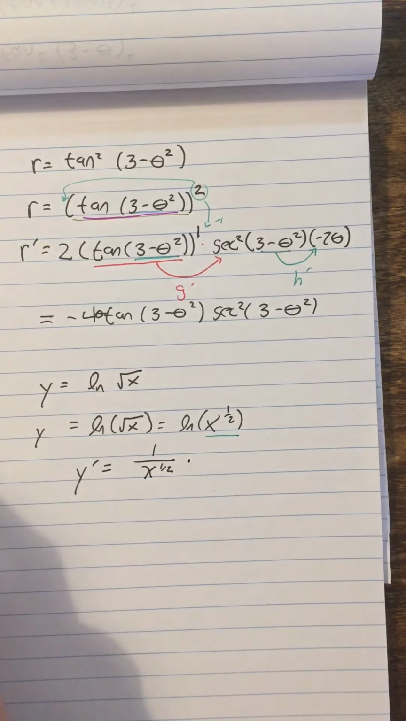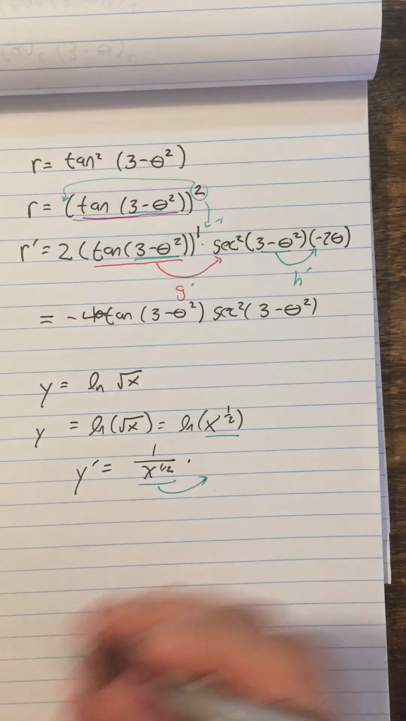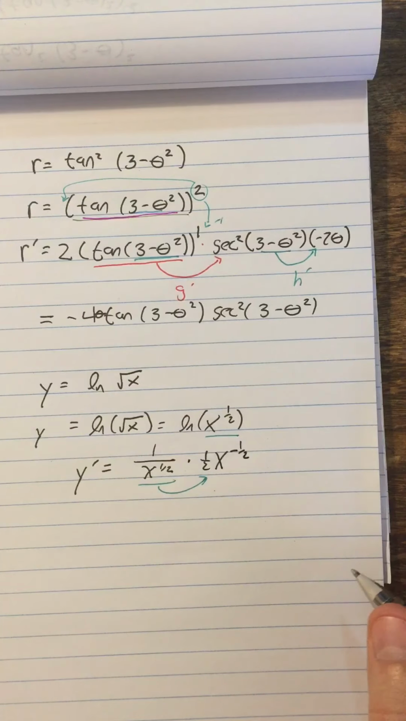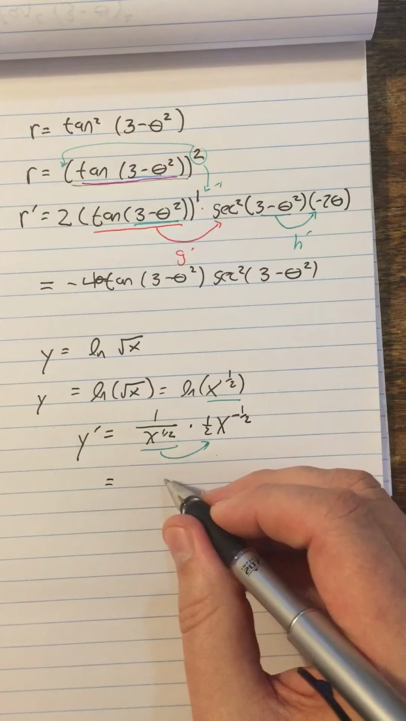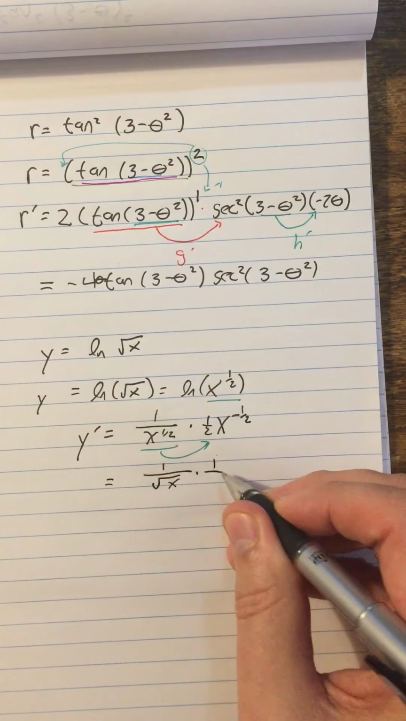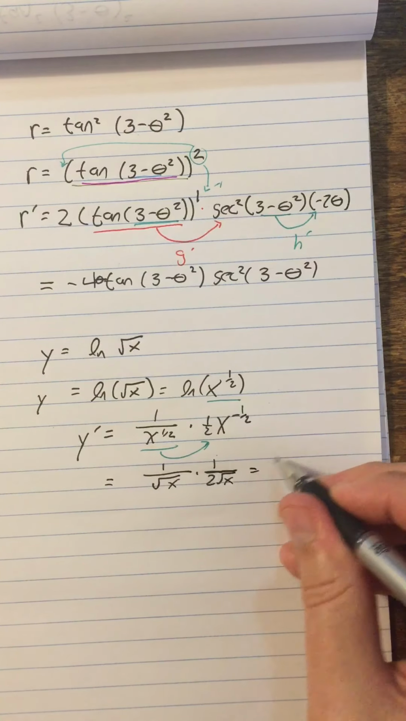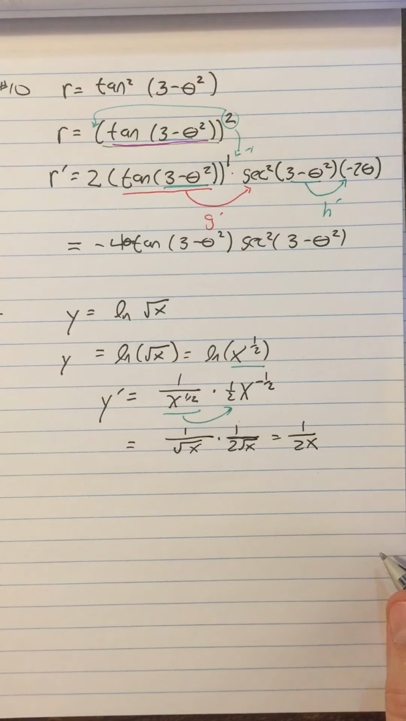Then I have to go times the derivative of the inside function. So times the derivative of the inside function is times 1/2 x to the negative 1/2. That's just using power rule. We can probably simplify that quite a bit and end up with 1 over square root x times 1 over 2 square root x. And that's the same as just 1 over 2x, isn't it? Makes me wonder if there's an easier way to do this.